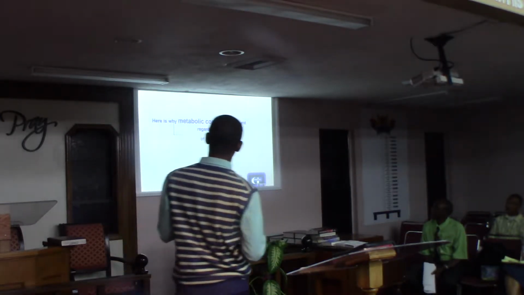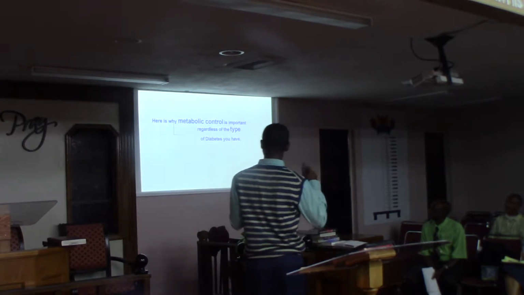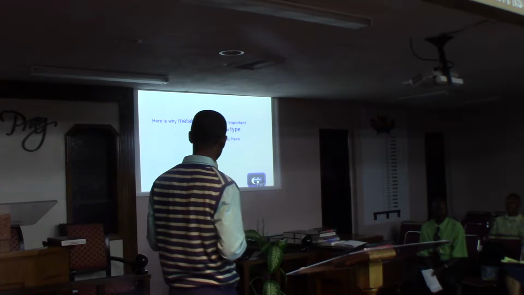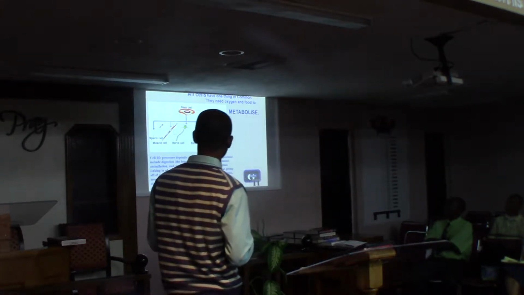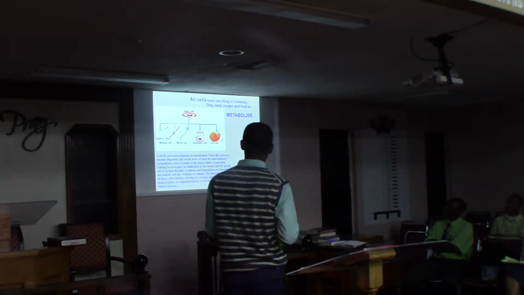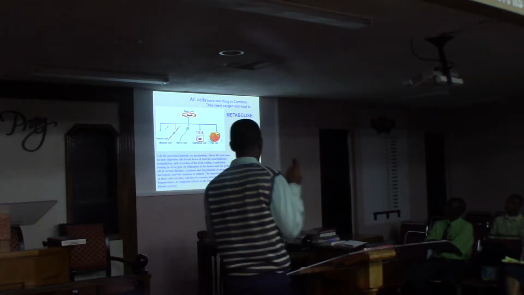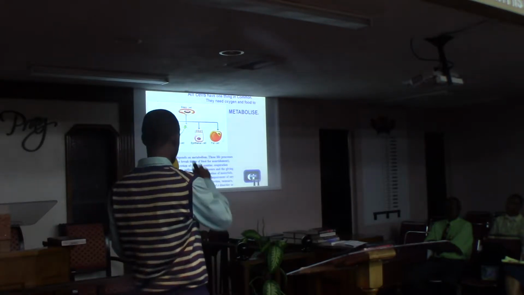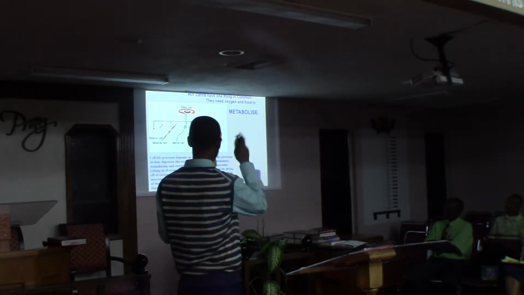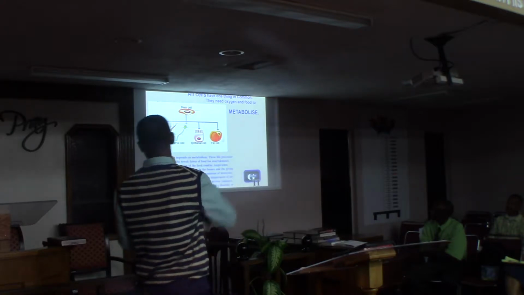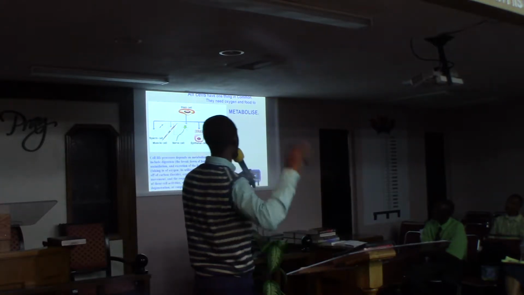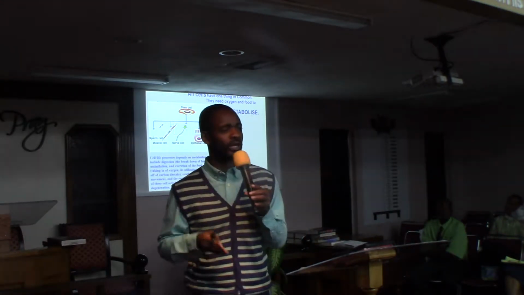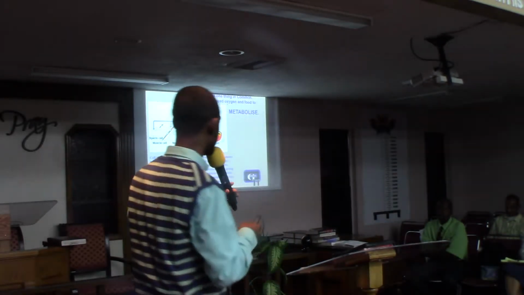Here is why metabolic control is important, regardless of the type of diabetes you have, whether it be type 1 or type 2. All cells have one thing in common. They need oxygen and food to metabolize. So you see at the top you have the stem cell, then the sperm cell, the muscle cell, the nerve cell, the epithelial cell, and the fat cell. And they all have one thing in common. Every single one of them needs food and oxygen. And the food is glucose.